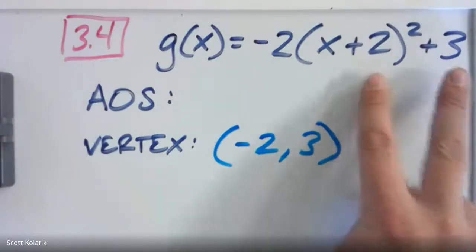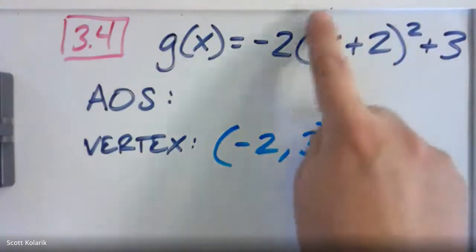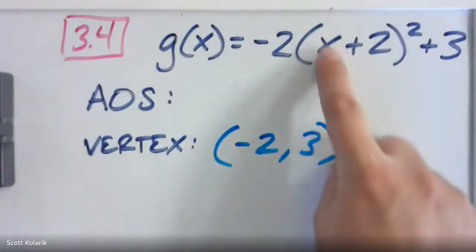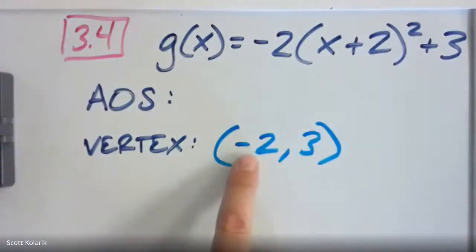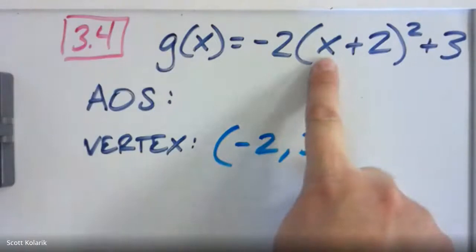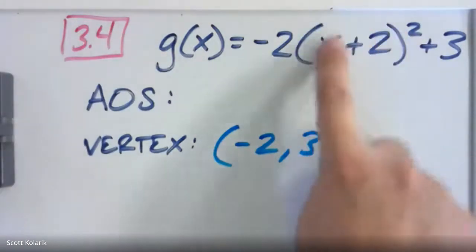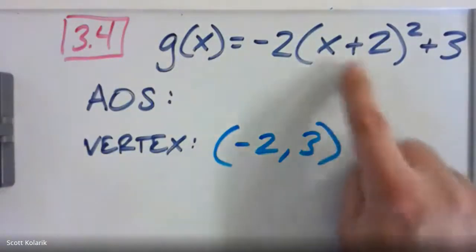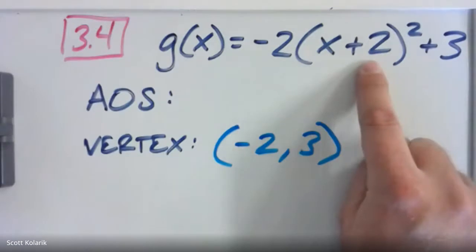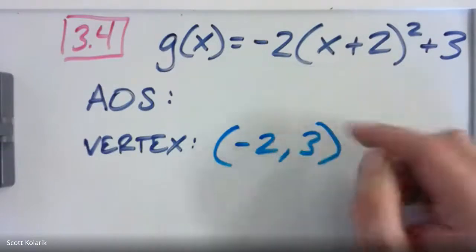Here's why. This x value within the vertex form is essentially the value of x that makes this parentheses go to 0. So if I were to plug in that -2 for x right here, -2 plus 2 is what makes this parentheses go to 0, and that's where this comes from. So for instance, had this read x minus 7, then my x value would be a +7. If this read x plus 3, then this would have been a -3.